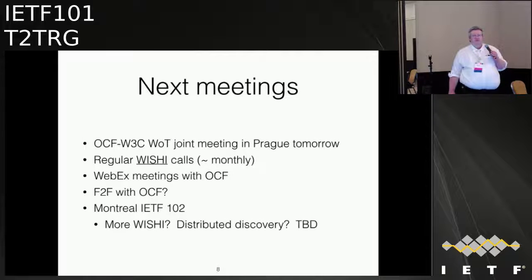So OCF is the Open Connectivity Foundation, the organization that resulted from the merger of OIC, UPnP, and the AllSeen Alliance. And they are doing very interesting standardization work, and they are a heavy user of IETF technologies. So it's a good thing to talk to them, and we will talk in particular about requirements they have on our standards. So that is really important for us.